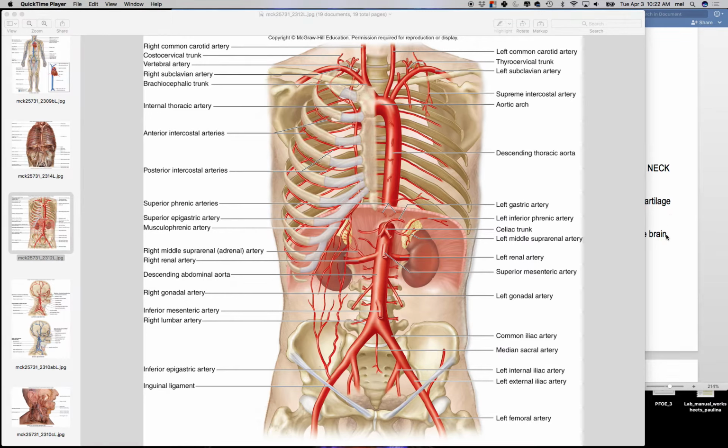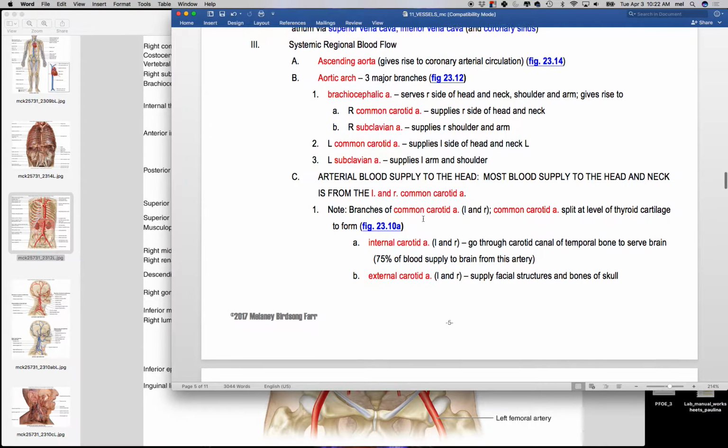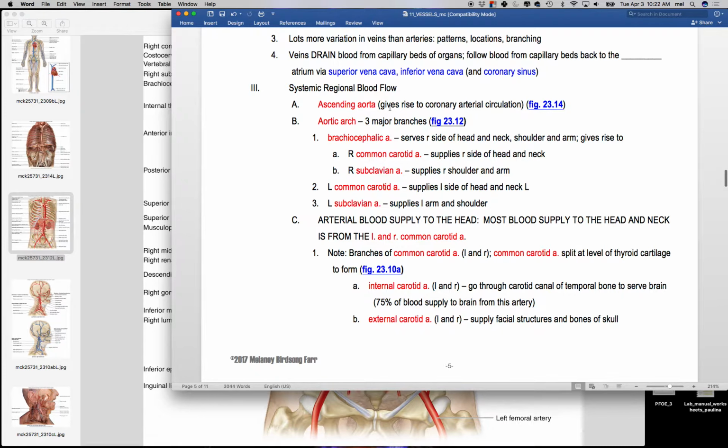So the portions of the aorta are the ascending aorta, the aortic arch, and then the descending aorta, right? So if we do blood as it goes through the aorta, we've actually already done the first part, right? Because the only branches off of the ascending aorta deliver blood to what organ? The heart, right? So remember that we've already done this very first part. The ascending aorta gives rise to coronary arterial circulation, right? Left and right coronary arteries are the only branches off, right?